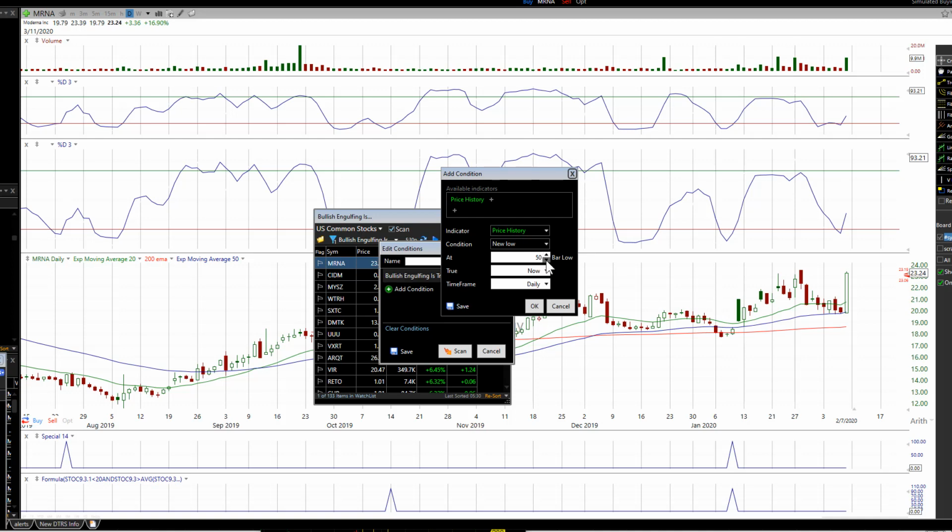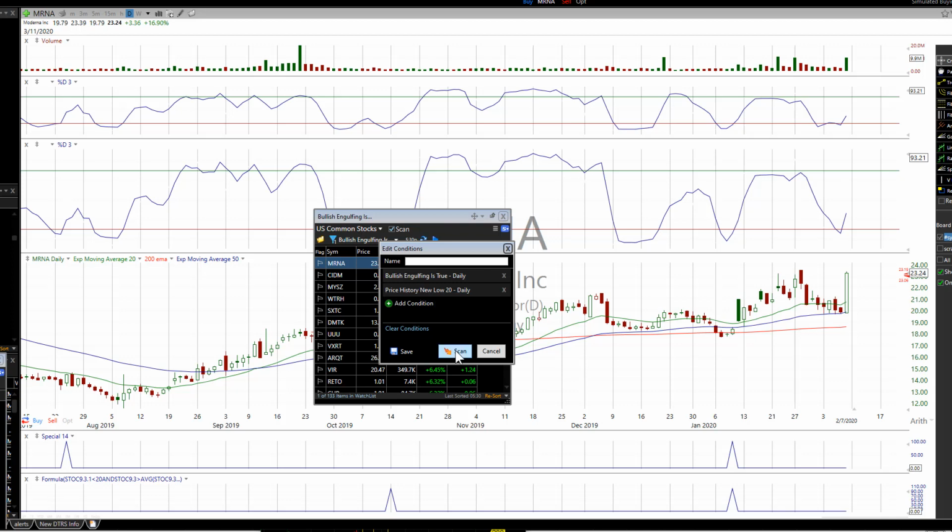So again, I usually look at it because the markets have been so bullish. I'm not looking for a tremendous pullback, but I usually start off with a 20-day low. That way I know the stock has pulled back enough, but it could be whatever you want and just test it out. Now I want to scan that.